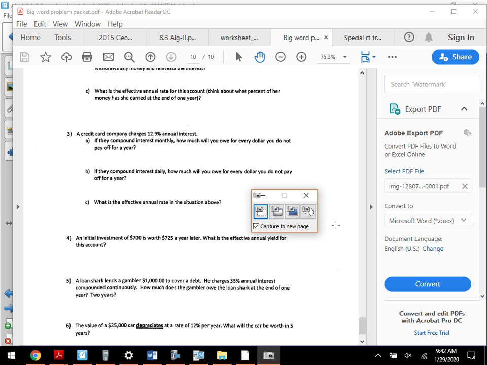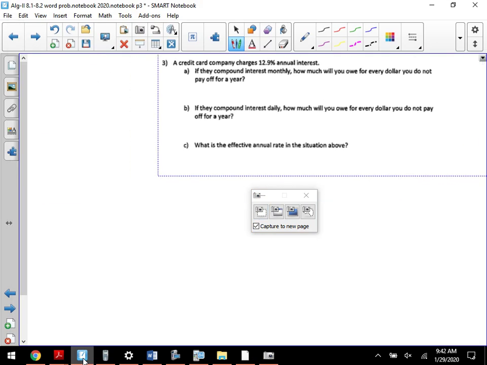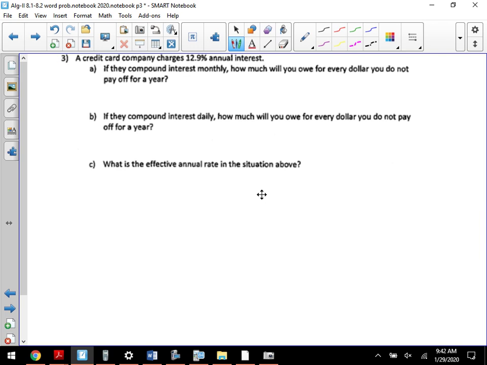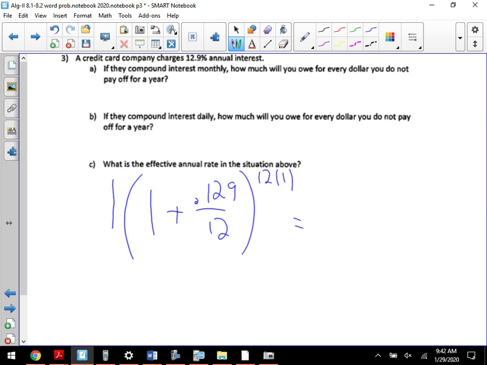Here I was just looking at how much for every dollar. I wanted to see if you guys figured out how to set that up. When they're talking about for every dollar you owe for a year, what's your initial amount you're looking at? $1. So you're looking at $1. And then this is the compounding annual interest for monthly, so we'll do that one first. So it's 0.129 over 12, to the 12, and 1. Now I got this one to equal 1.1369. Now I'm bringing it out to a couple extra decimals.